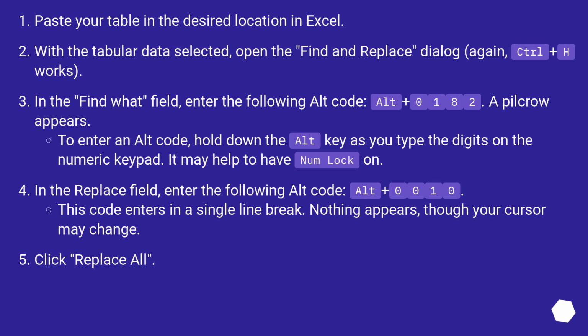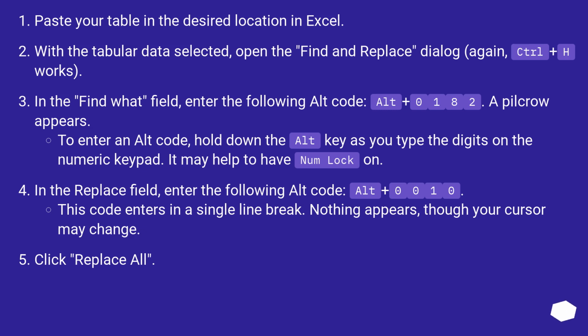In Excel, paste your table in the desired location in Excel. With the tabular data selected, open the Find and Replace dialog. Again, Ctrl+H works. In the Find What field, enter the following Alt code, Alt+0182.